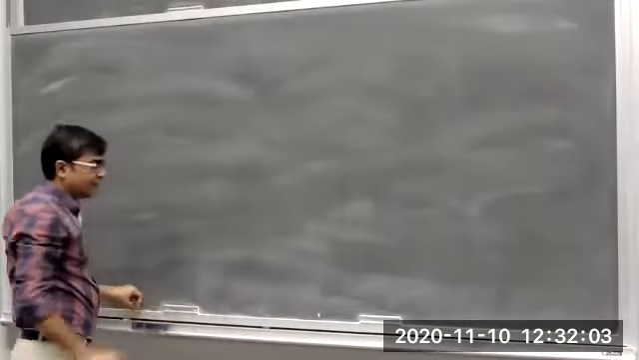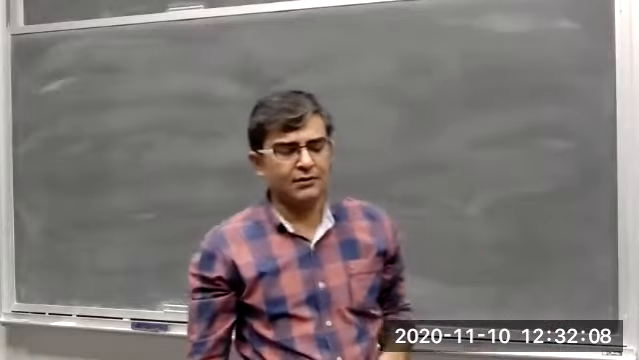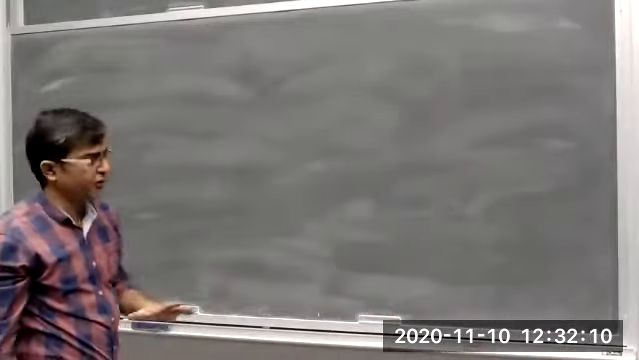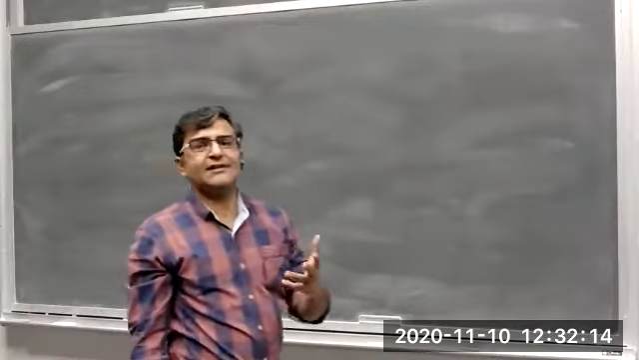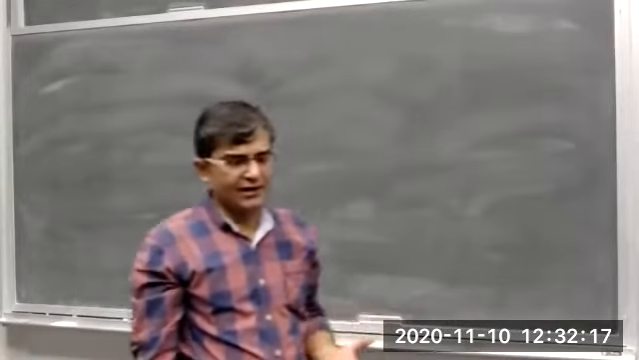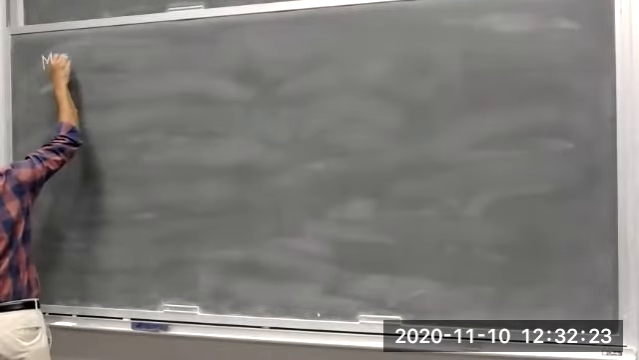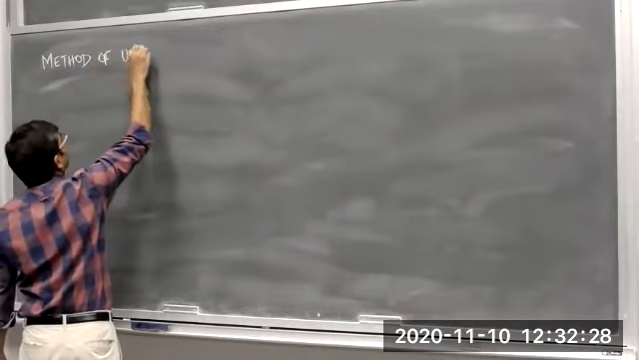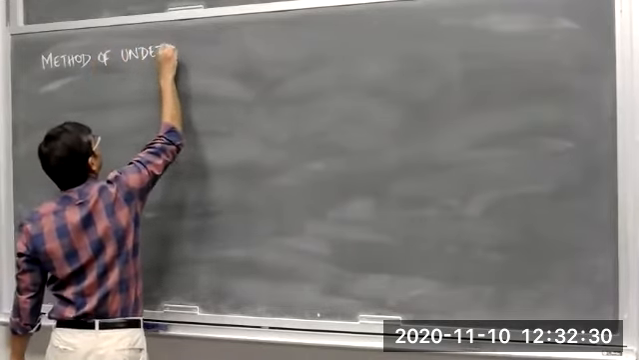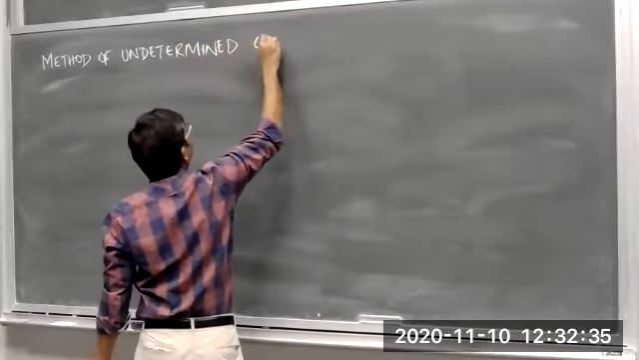I told you that in order to find the particular solution of these kinds of differential equations, with constant coefficients, non-homogeneous, we can use two methods. The first is the method of undetermined coefficients, and the second is the method of variation of parameters. Now we are going to discuss the first method, which is the method of undetermined coefficients.